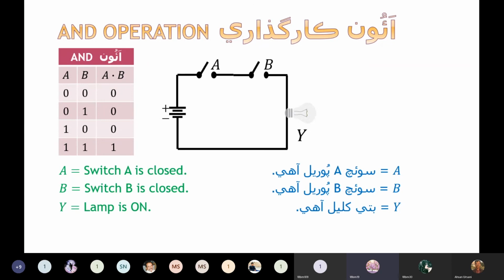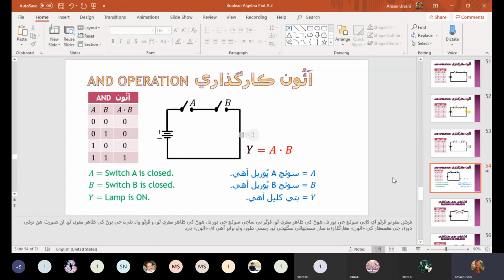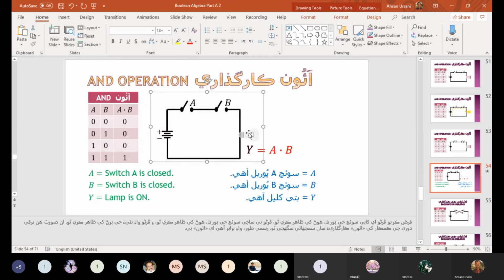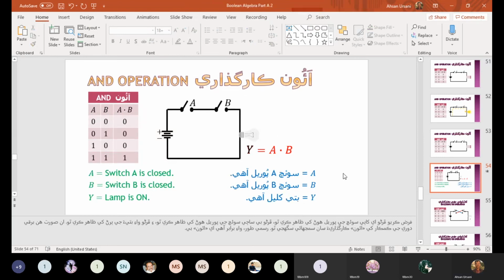Y is equal to A and B. Equal to both A plus B. Okay, yes. Y is equal to A and B. Yes, sir. Never say dot.